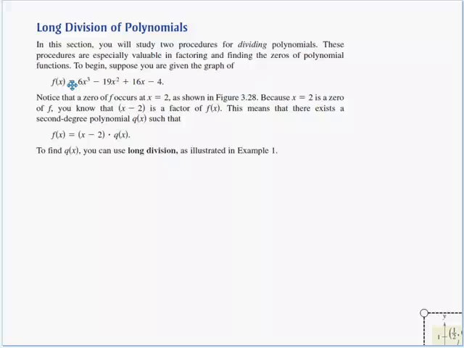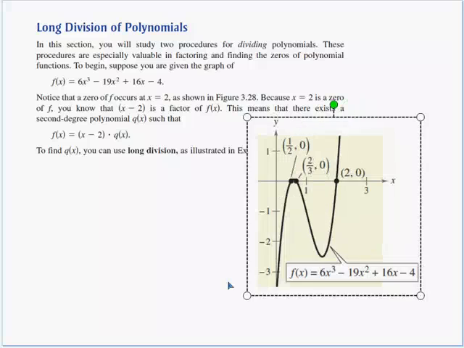To begin, suppose you're given the graph of this, 6x cubed minus 19x squared plus 16x minus 4. Before I even pull the graph up, it's a cubic and it's positive. So in the long run, it's going to go up to the right and down to the left. And these other terms, the minus 19x squared and the plus 16x, are going to put maybe some twists around the origin. And this will be our y-intercept at -4.